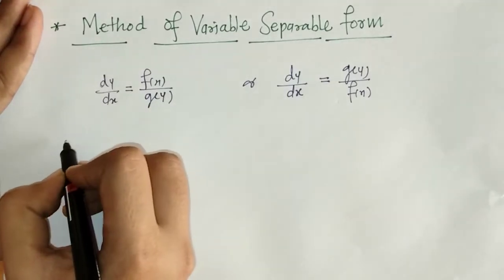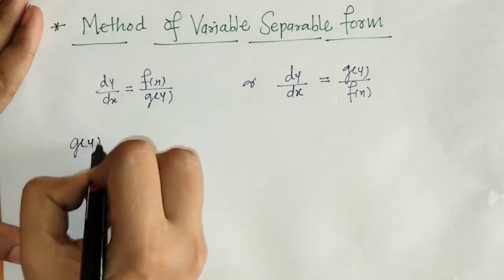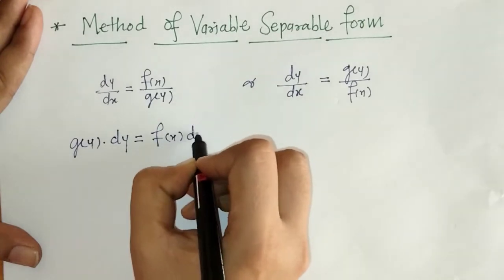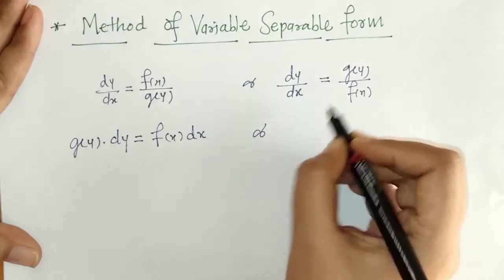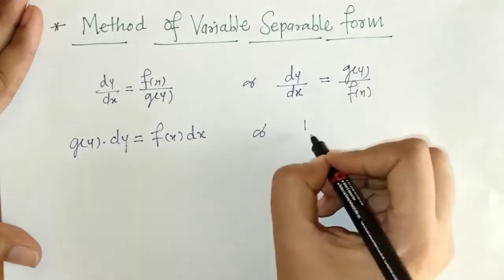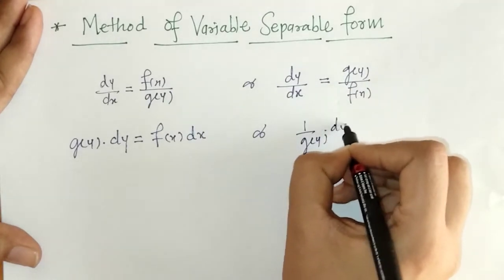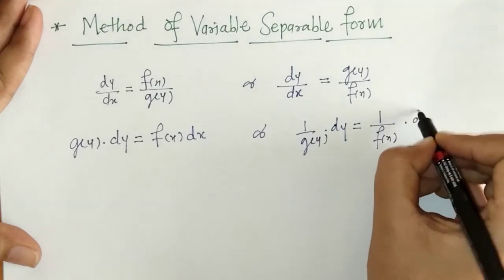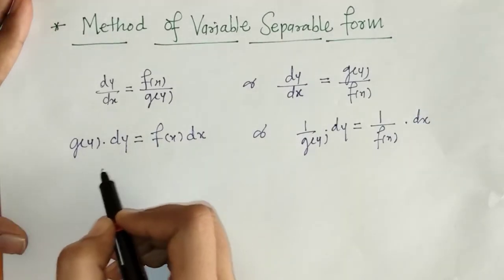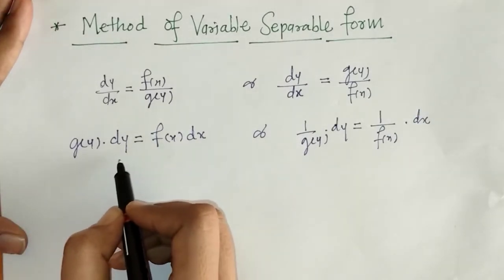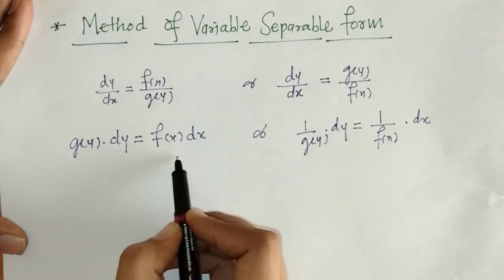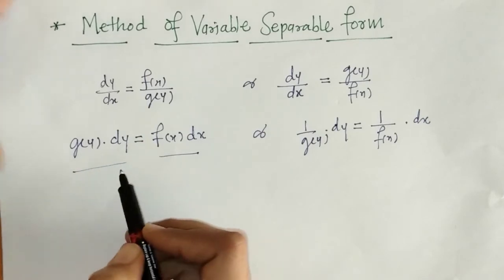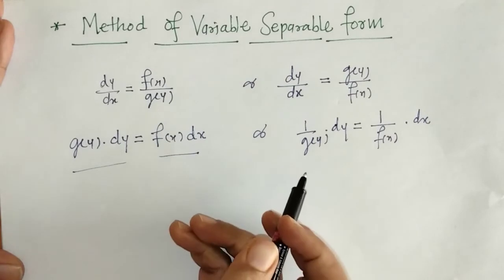Then it is convenient to write this as g(y) dy = f(x) dx, or we can write 1/g(y) dy = 1/f(x) dx. Now we can check that here the variables x and y are separated, so that variable x appears on one side and variable y appears on the other side. Such an equation is in variable separable form.